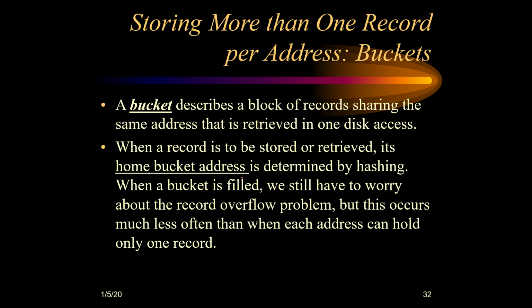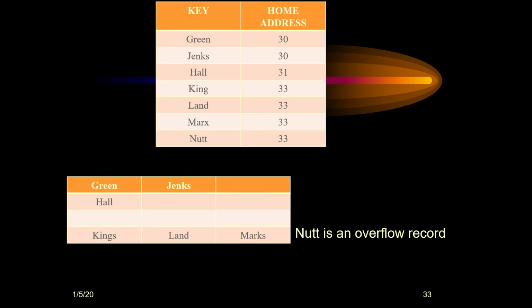Okay, so it can hold more than one record. Usually in one address only one record can be saved. Now here in a bucket we can save more than one record's details. So this is how it looks. Consider we have the keys of records: green, junk, hall, king, land, mark and nuts, and these are their home addresses. Now when we save these keys inside a bucket, how will it look?